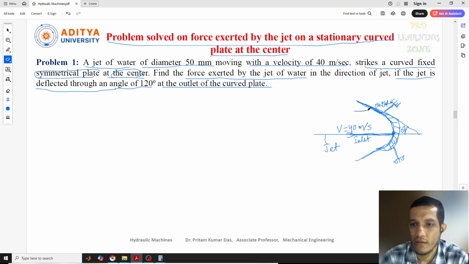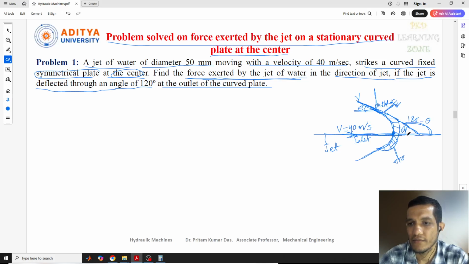How did we get this? If you see in our previous derivations, this is how the velocity comes out, making an angle of theta here. So the same theta I have taken here. But in the question, it is given that the jet is deflected through an angle. So the deflection angle is actually different. The angle of deflection is the angle by which the jet of water is deflected with respect to the jet flow in the x direction. So this is the deflection angle, and that is nothing but 180 minus theta. We need to find the force exerted by the jet of water in the direction of jet. This is the direction of jet, correct?